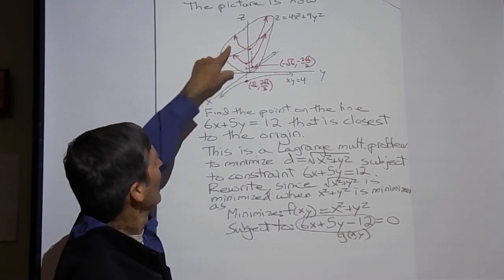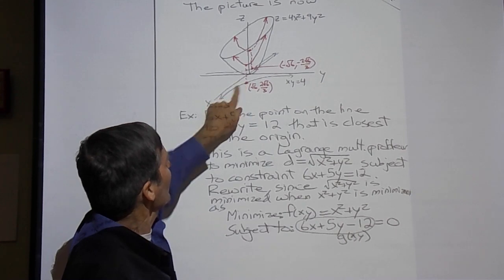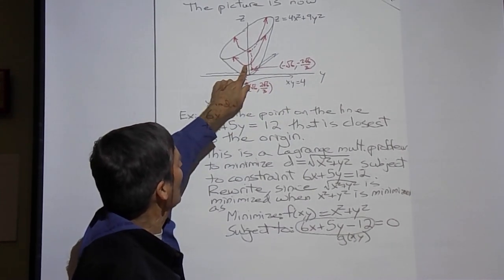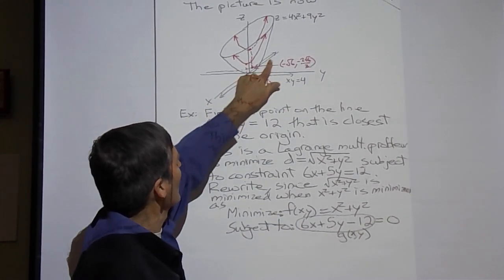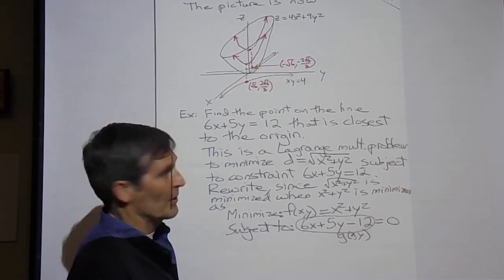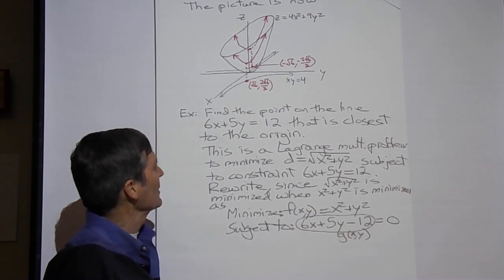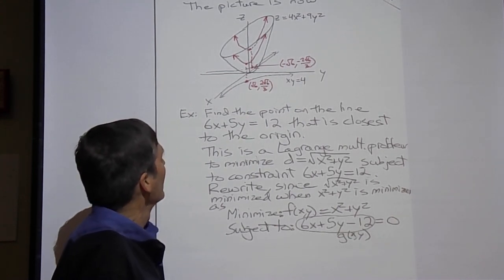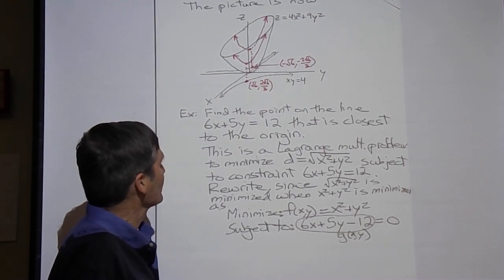Here's the picture. We found this point here along the first hyperbola has height 48. We found this point here along the second branch of the hyperbola is also at height 48. Those are the 2 points at which you get minimum value on the elliptic paraboloid.